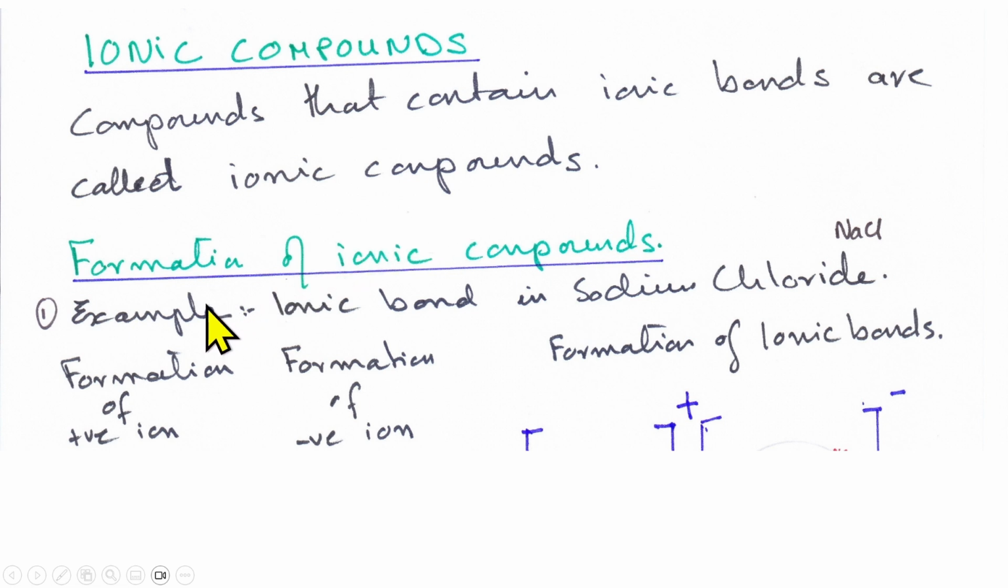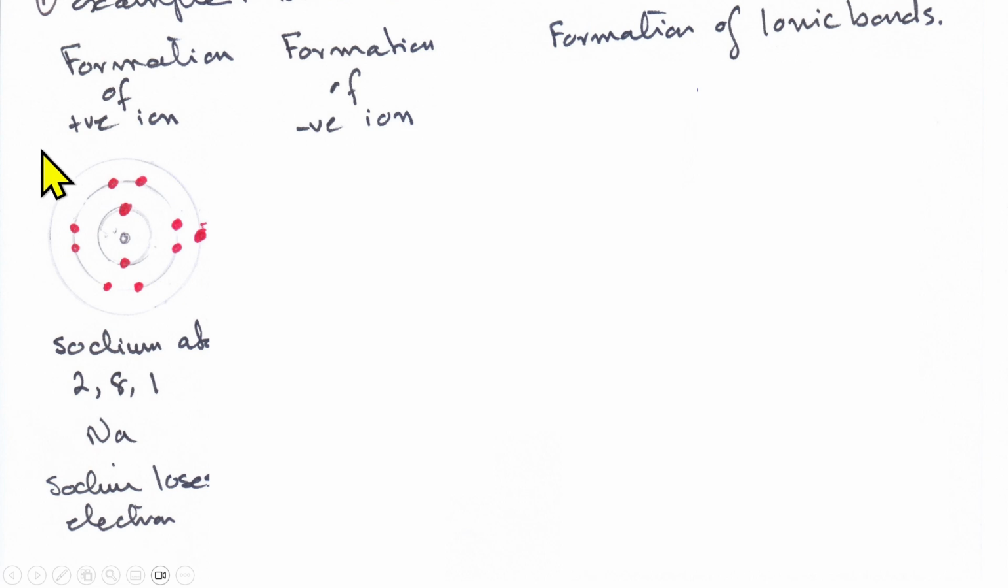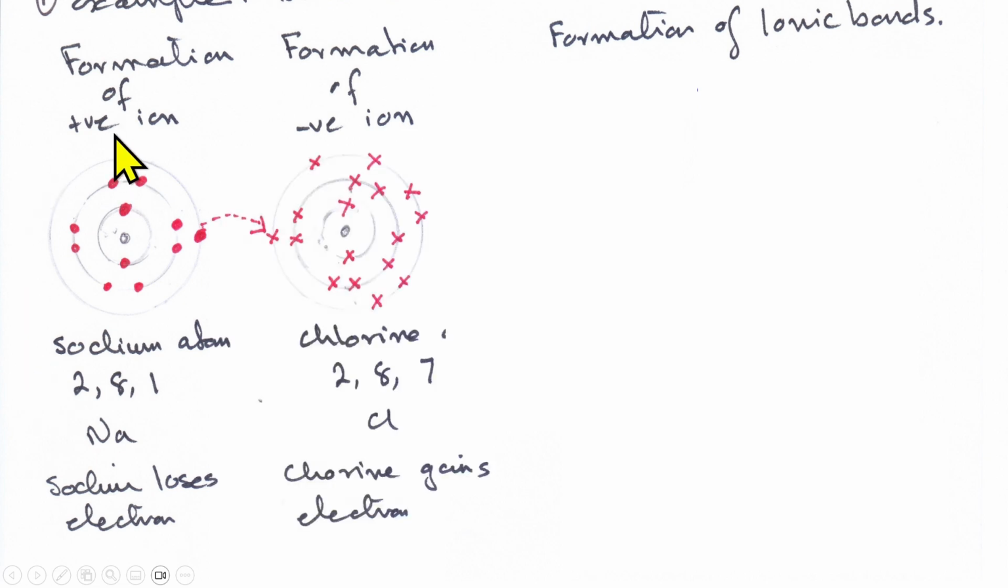Now we'll study the formation of ionic compounds. Example number 1 is the ionic compound sodium chloride. I have written its formula on the top, NaCl. Na stands for sodium and Cl stands for chlorine. Now as you can see, I have drawn the formation of ions. Sodium ion, it's a positive ion. Chlorine ion, it's a negative ion.